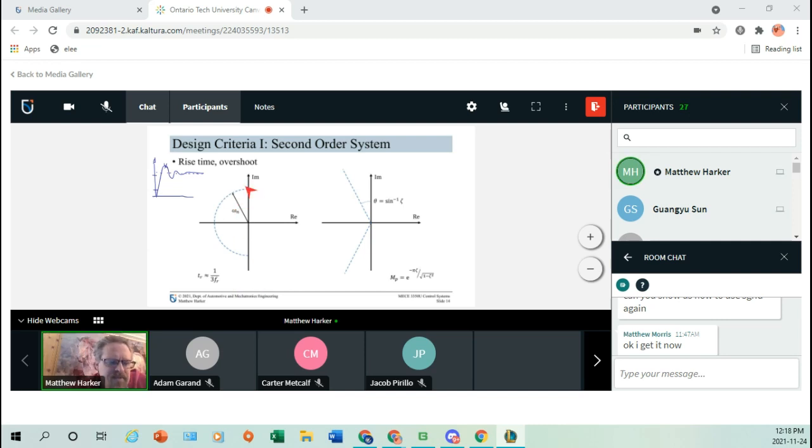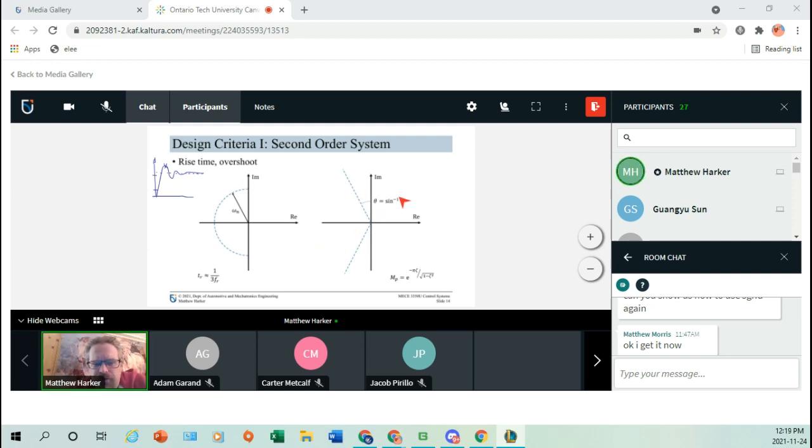And that basically says that this circle here determines our rise time, right? So if we push that out further, it's going to affect our rise time, which basically says placing the pole will affect the rise time.